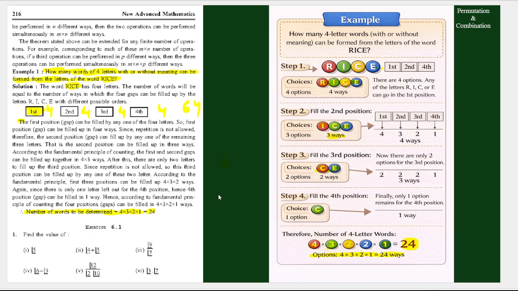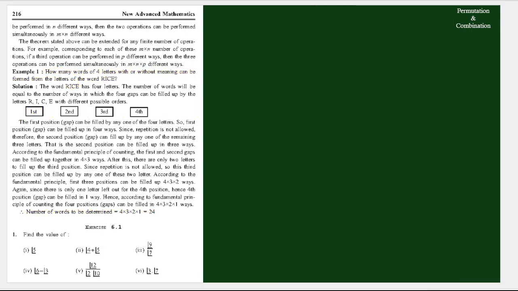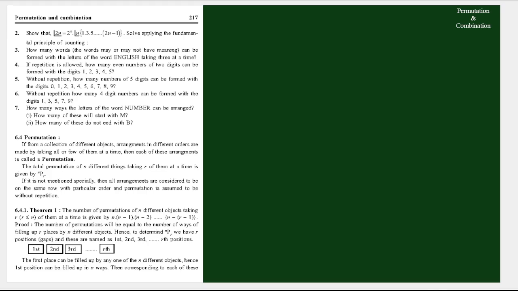Okay, you can tell me if you have any doubt. So this is the example 6.1. How many questions do we have? Seven questions. In the next video we will do the exercises, then after that we will come to our main topic, permutation.